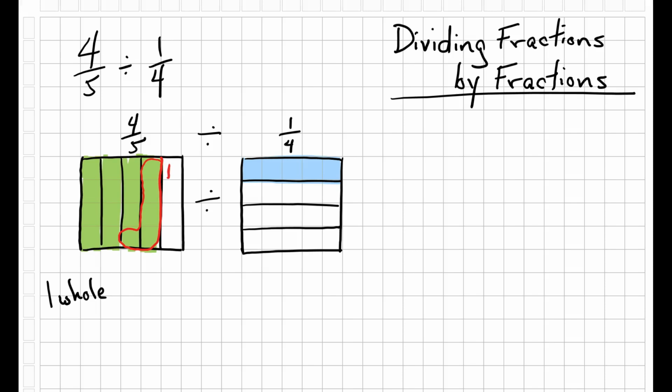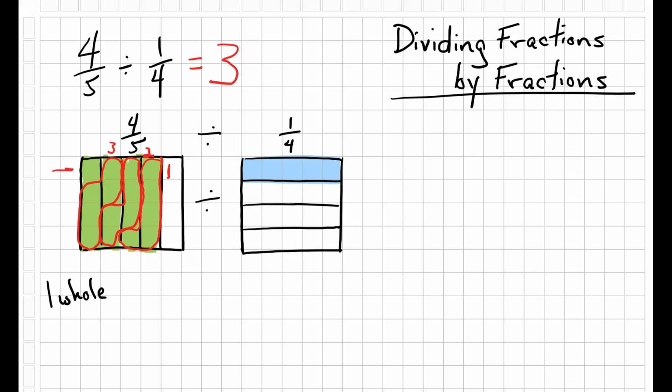I need another group of 5 boxes to subtract out a second 1/4. So 1, 2, 3. So here is a second 1/4 that I'm going to subtract out. And let's see, 1, 2, 3, 4, 5. Here's a third group of 1/4 that I'm going to subtract out. So I can see my answer is going to be 4/5 divided by 1/4 is 3 and something.